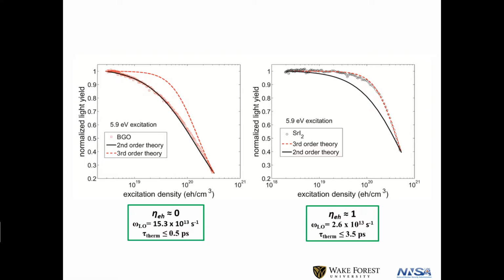But then we come over to the strontium iodide, and now it's the other way. Only the third order fits. You cannot fit a second-order theory. That says nothing is excitons, everything is free carriers. It's a function of density. You're saying at all densities, all electrons are all excitons? Yeah, it's not changing as much.